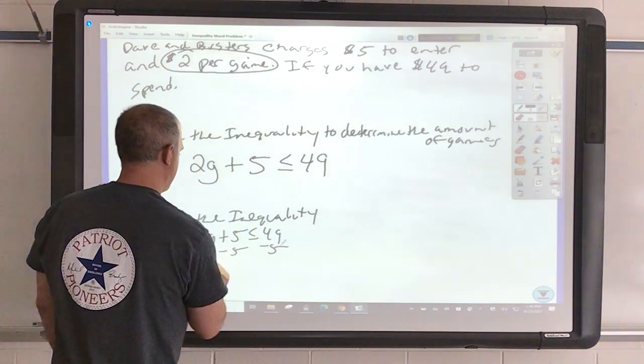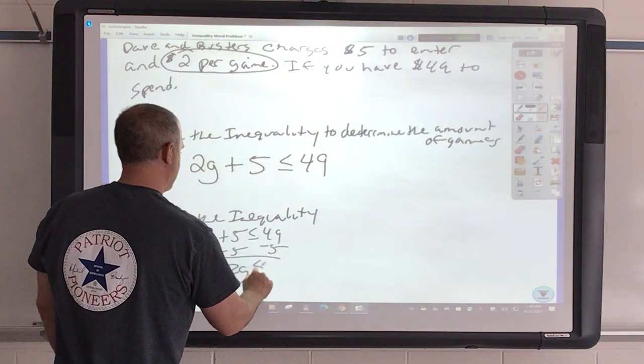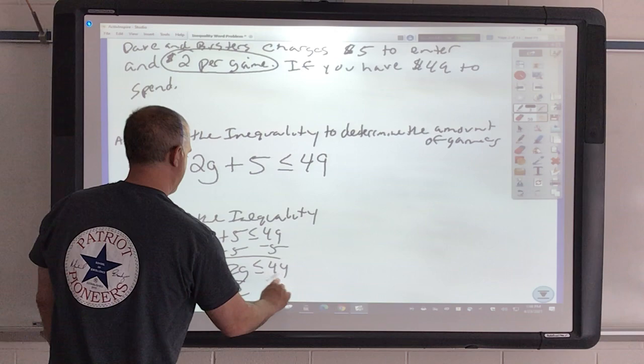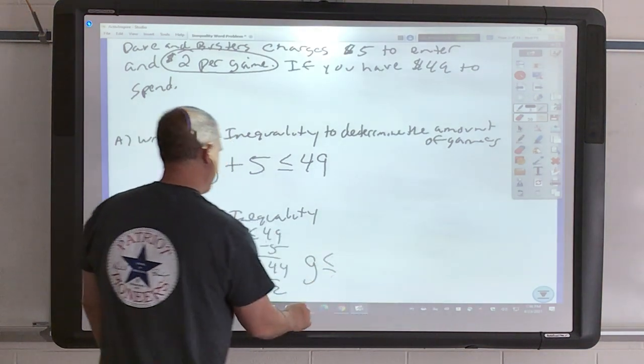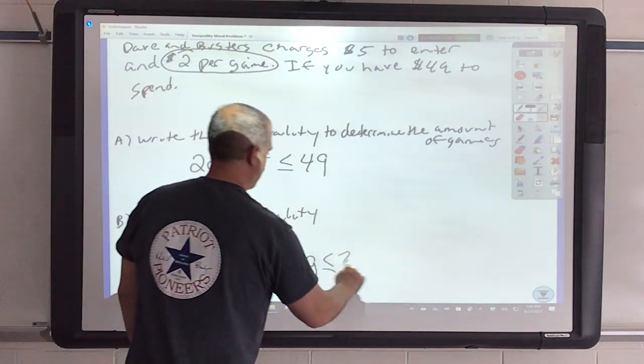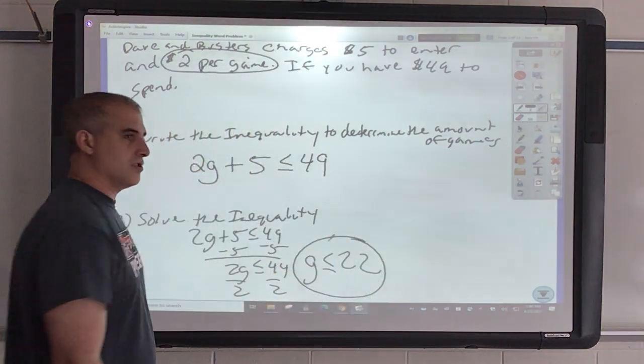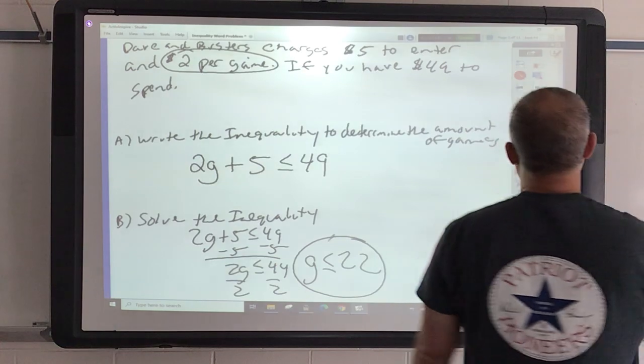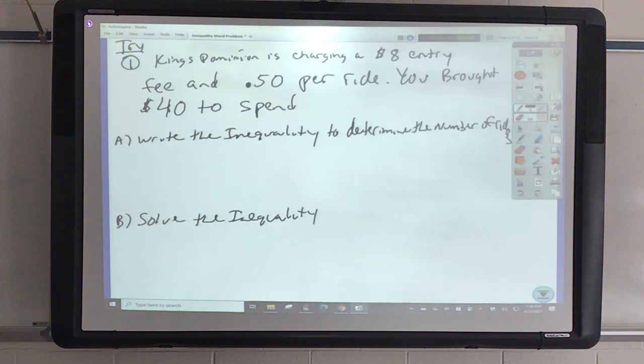Subtract 5, that's 2G less than or equal to 44. Divide by 2, G is less than or equal to whatever 44 divided by 2 is, 22. Okay, that's the solution. That's how many games you could get, up to that many. So I'd like you to try this one on your own.